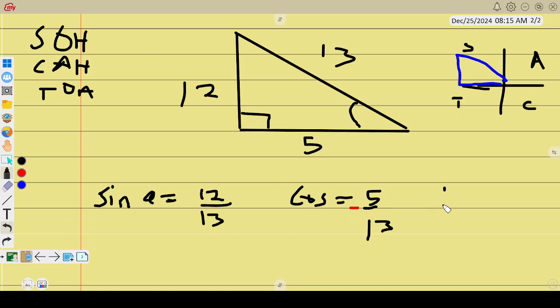And then the last one, the last one for the basic ones, tan theta is opposite over adjacent, which is 12 over 5. Here is the opposite, and the adjacent is this one. And then tan is negative, so write this as negative that. Okay.